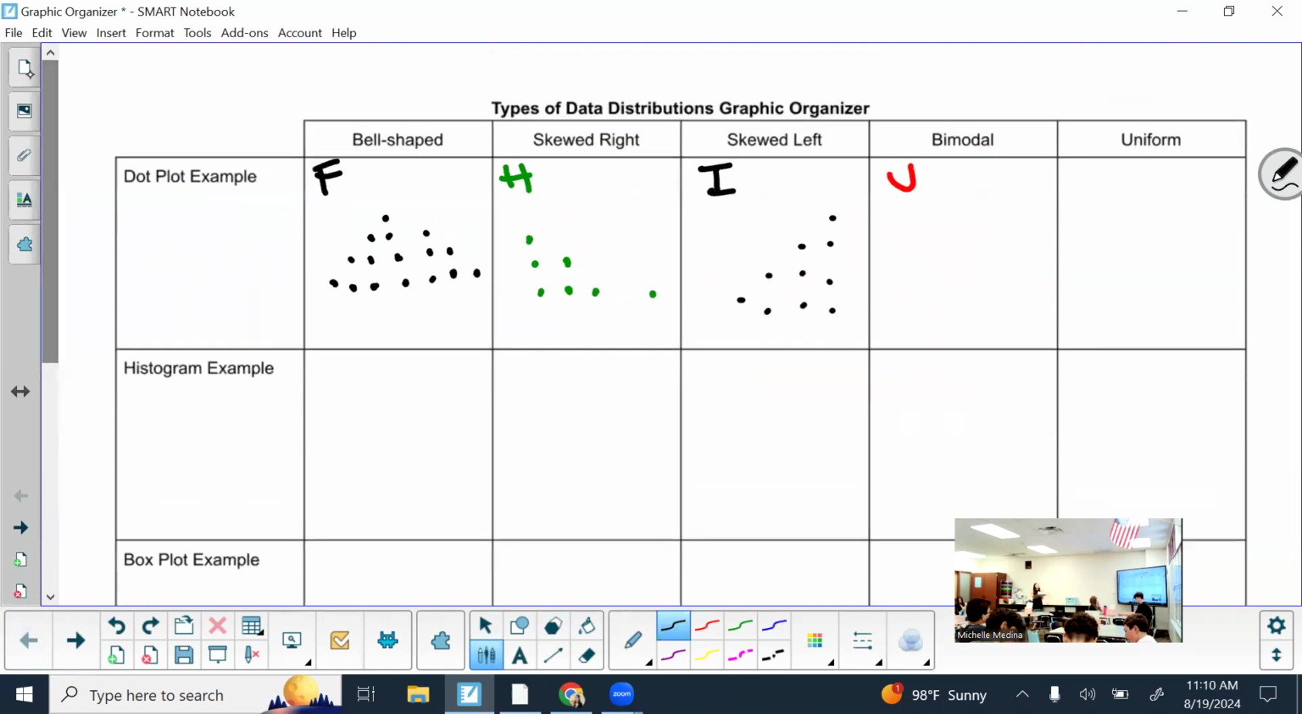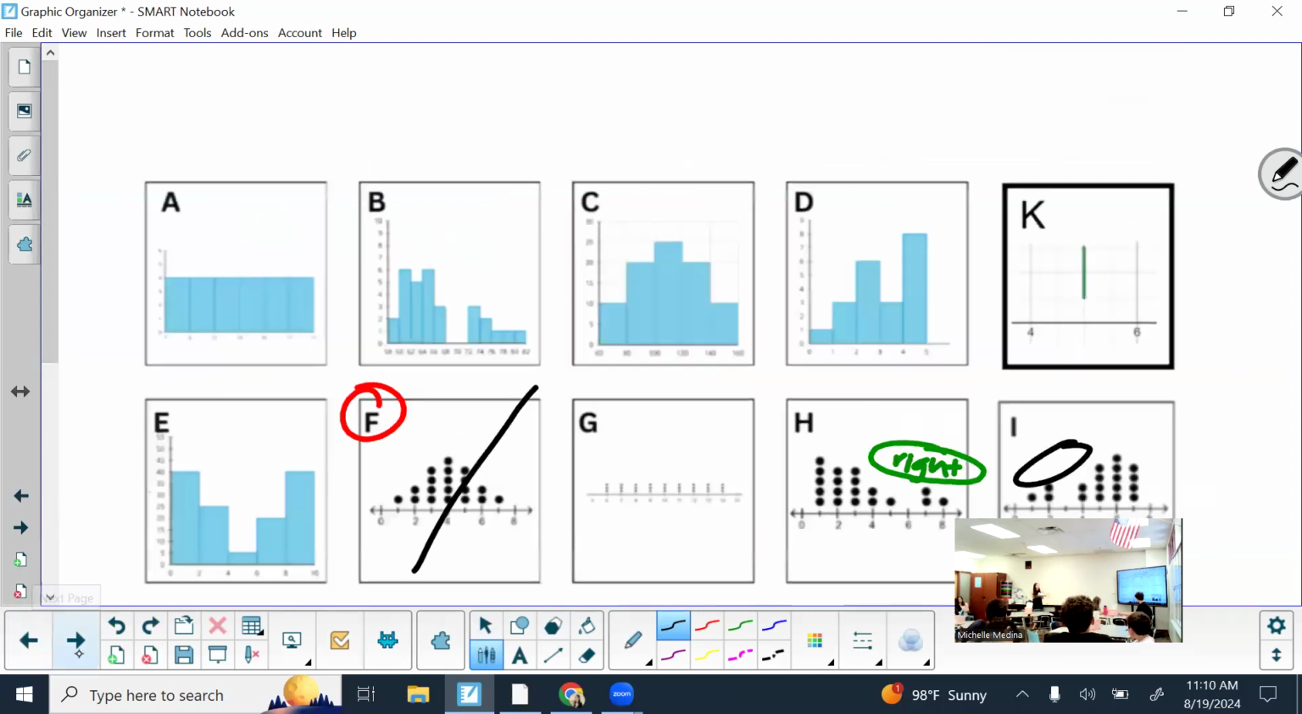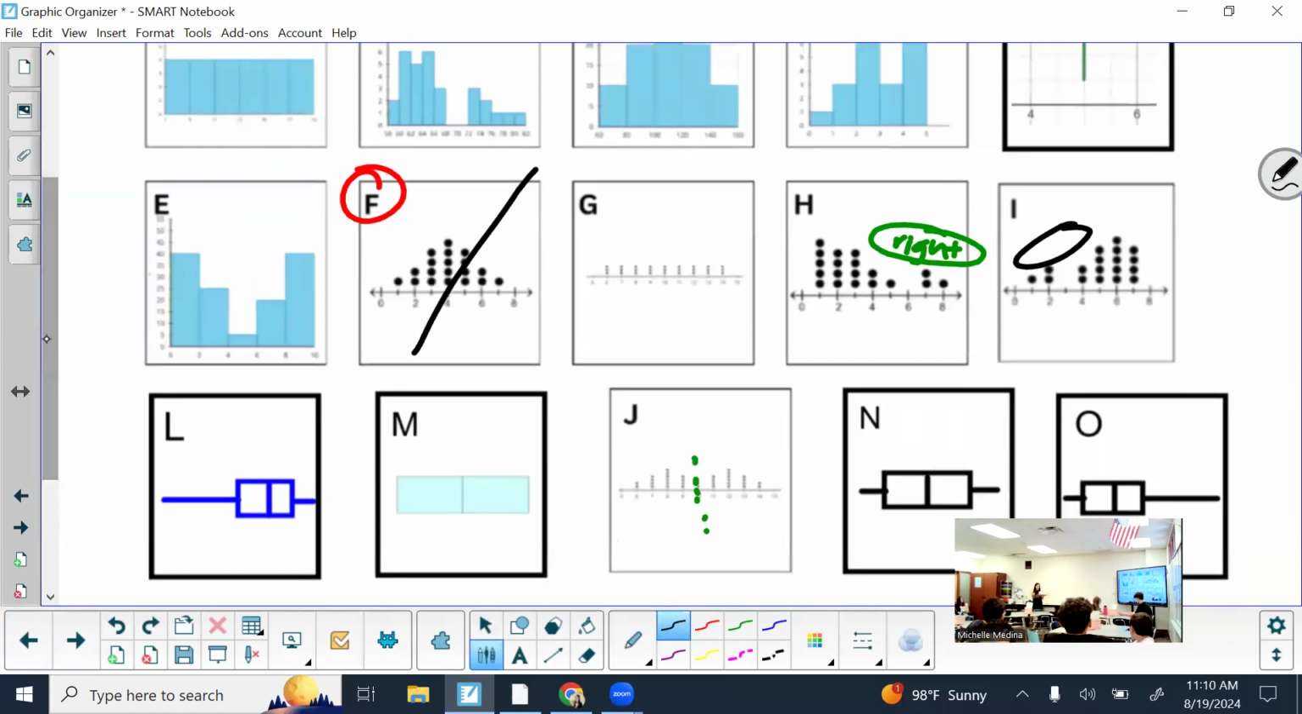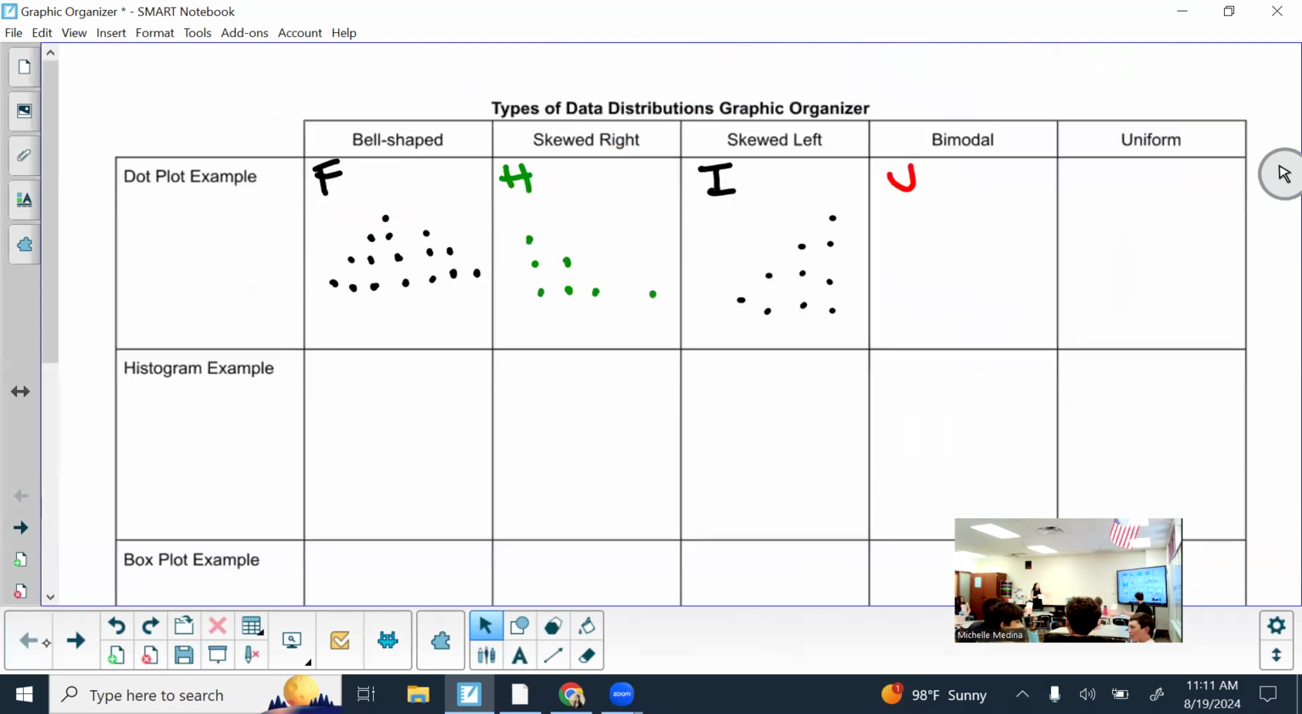Okay, so then by process of elimination, which dot plot should be our uniform dot plot? Cadence? G. Because it has equal height. It could have also been where all the data points are one number, or two, or it just makes an even shape, a uniform shape. So G was. Any questions on that?